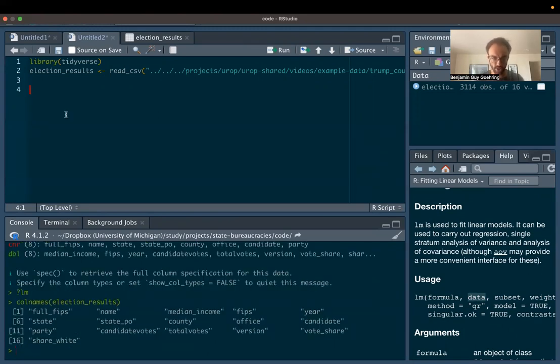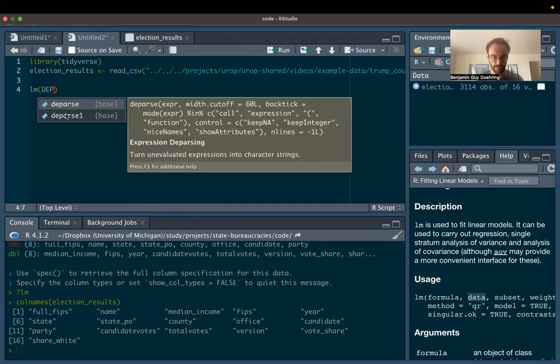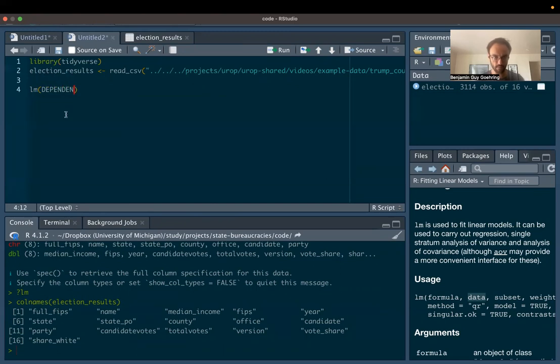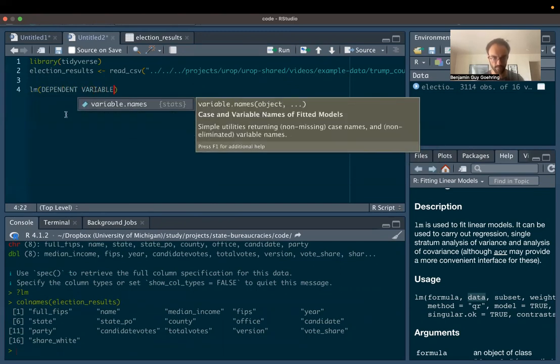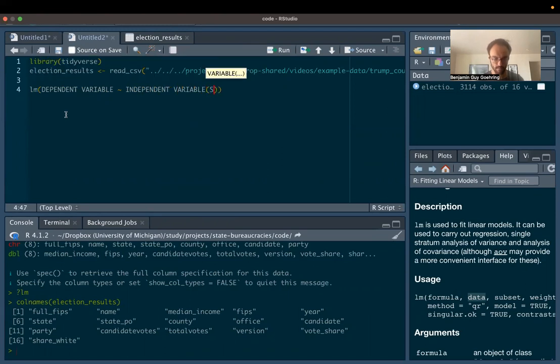So the general format for the formula is the dependent variable. Obviously, I'm just writing this out. This is not real R code. The dependent variable on the left-hand side, and then a tilde, and then the independent variables on the right-hand side.